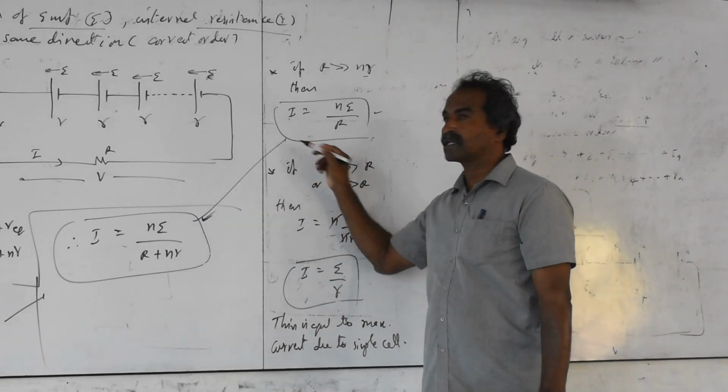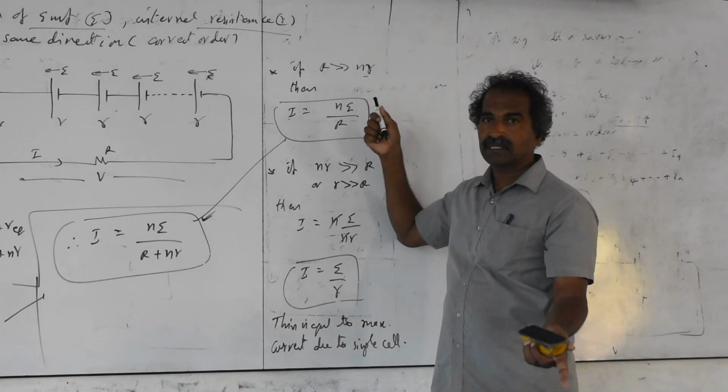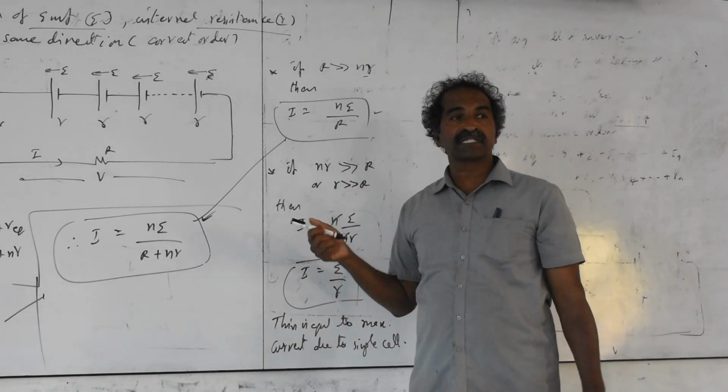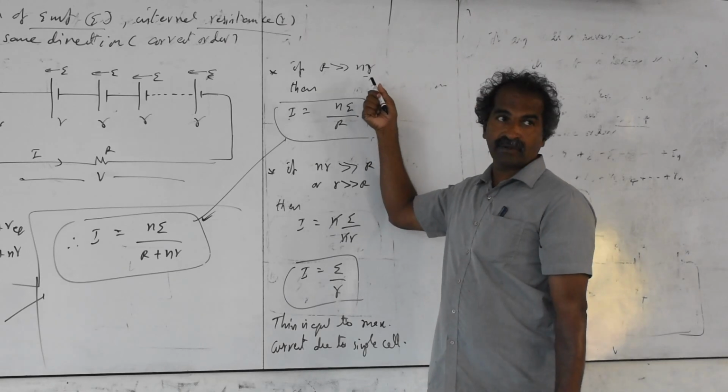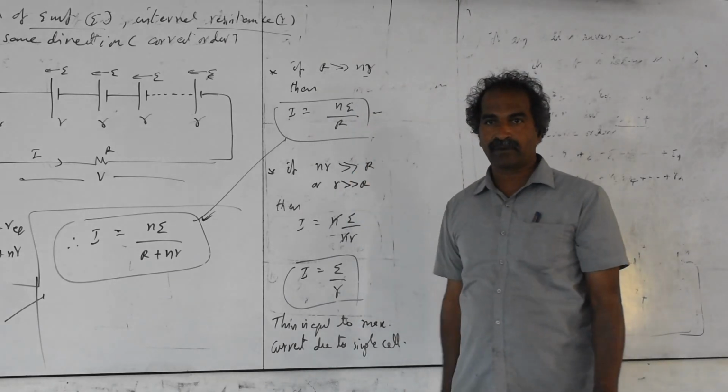Small r is high compared to that of rechargeable cells, but compared to the external filament resistance, it is smaller. So in such cases, the approximation is this. For competitive exams, it is important.